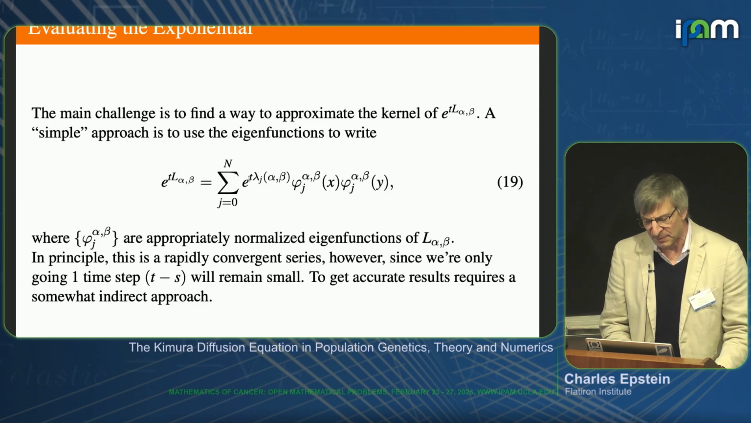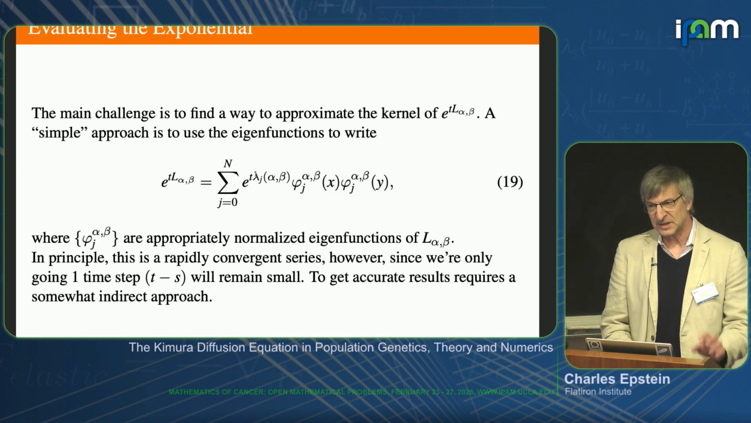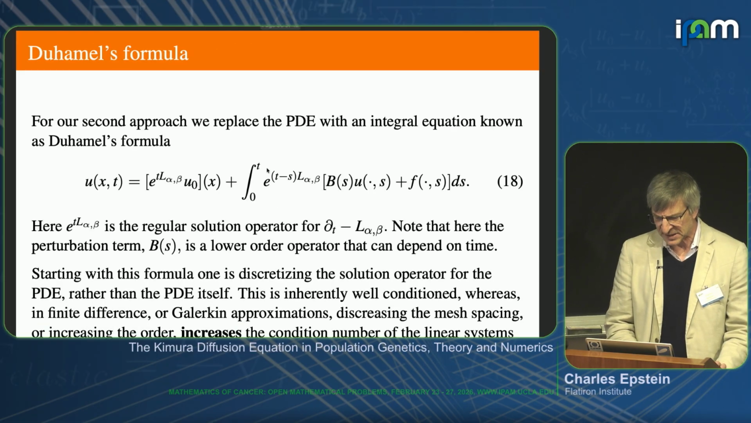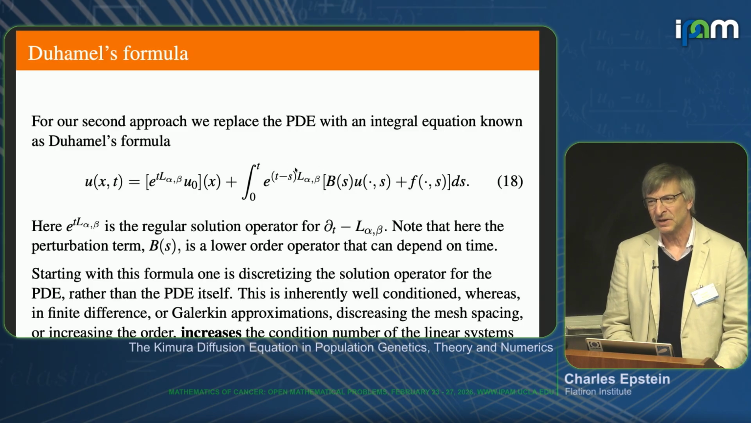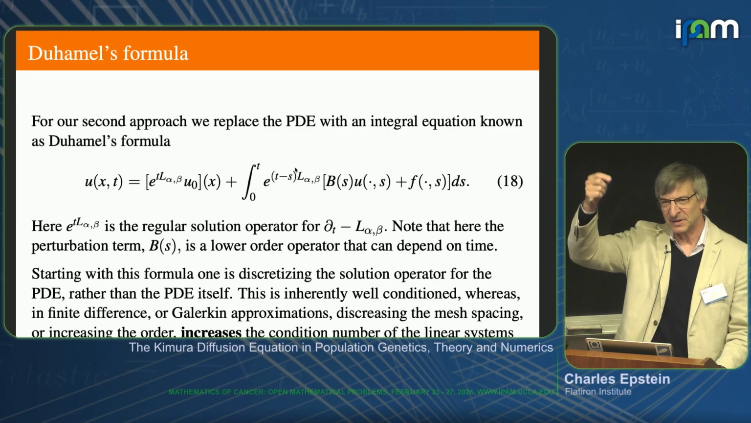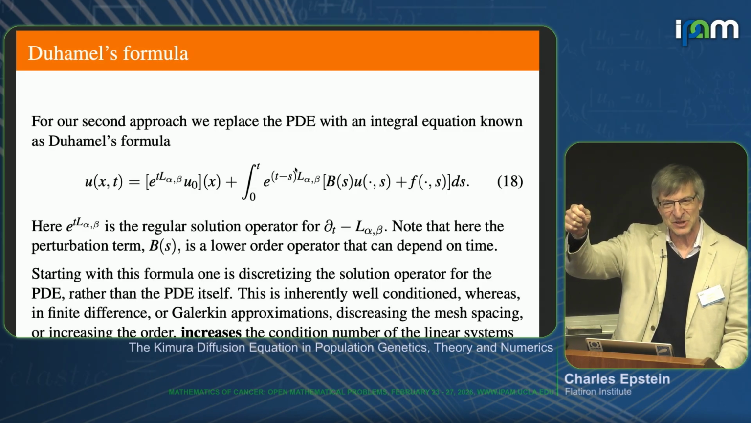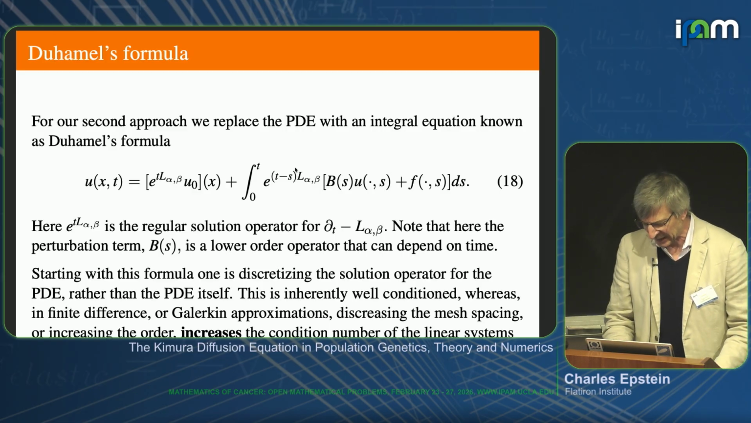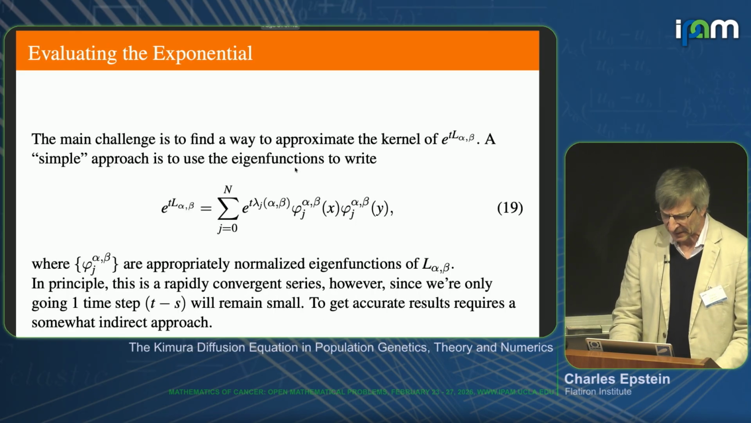But the problem is the way that we'll use it, so remember, it appears here as e to the t minus s L alpha beta. So t minus s is never going to be a big number, because we're just going to go one time step. So t is never going to be bigger than some little h, and t minus s is going to be smaller than that. So that's not a particularly good way to do it. Summing the series, you can't get too much accuracy doing that.